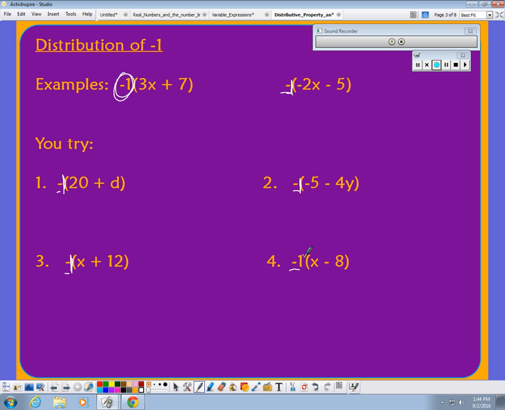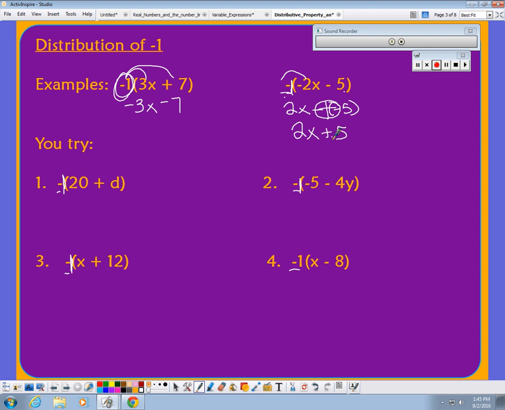So this first example, we have negative 1 times 3x is negative 3x, and negative 1 times 7 is minus 7. And over here, negative 1 times 2x is positive 2x, minus negative 1 times 5 is negative 5, and minus the negative is positive, so 2x plus 5. I want you to try the next 4 by pausing and then pressing play when you are done.